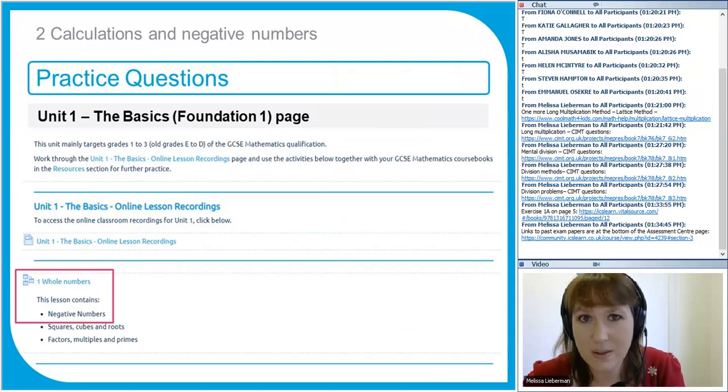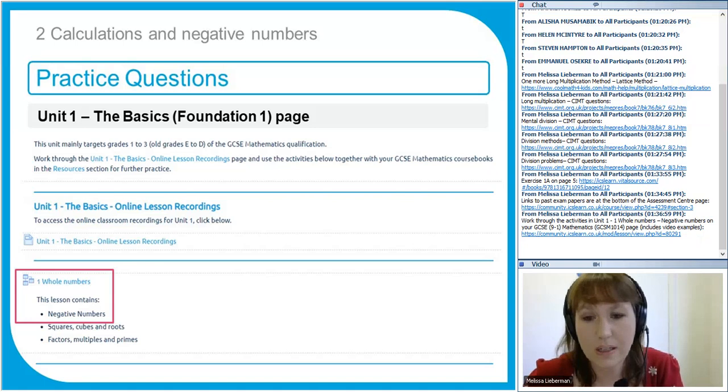So if you want to practice questions with negative numbers, there's a whole section in your course notes, and there's lots of videos in there as well that I recorded previously. So here's a link to that page, or you can just go into your Unit 1 and find this section at the top on negative numbers.